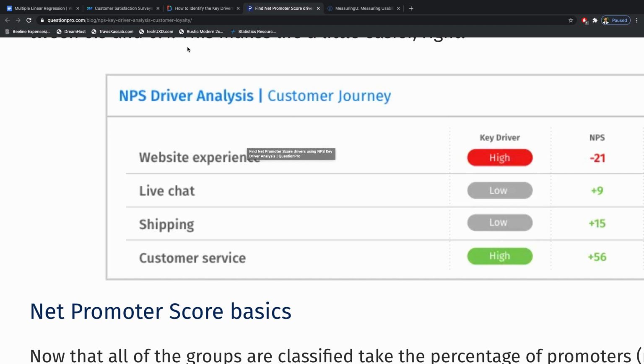This website also ran a net promoter score drivers analysis, and they used a different set of predictor variables. These are ratings over the customer journey, so different customer touch points like the website experience, live chat, shipping, customer service. And they're using these as predictors to try to understand what drives the net promoter score. And they actually have already done an analysis here, and they see that the website experience was a key driver. So I'm sure that they'll go back to their product teams and explain why they need to update their website.